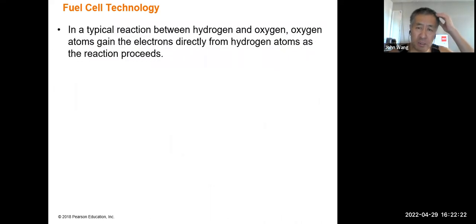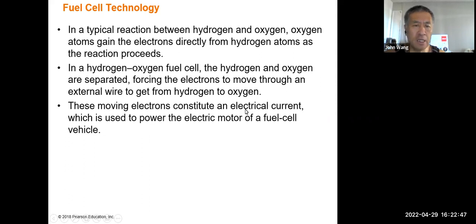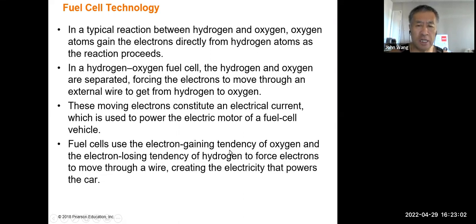So in a typical reaction between hydrogen and oxygen, atoms gain electrons directly from hydrogen atoms as the reaction proceeds. In a hydrogen-oxygen fuel cell, the oxygen and hydrogen are separated, forcing the electrons to move through an external wire to get from hydrogen to oxygen. These moving electrons constitute an electrical current, which is used to power the electric motor of a fuel cell vehicle, for example. Fuel cells use the electron-gaining tendency of oxygen and the electron-losing tendency of hydrogen to force electrons to move through a wire, creating the electricity that powers the car.